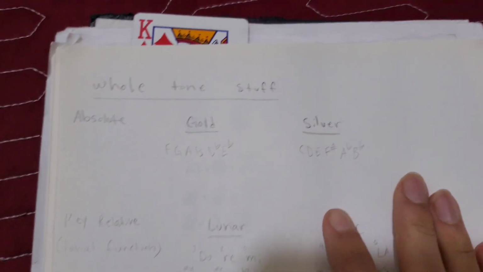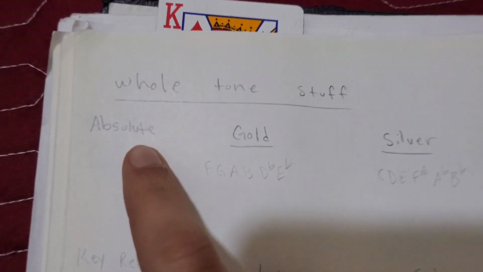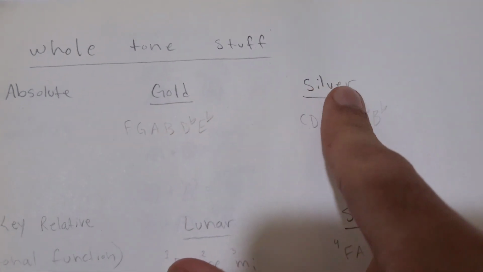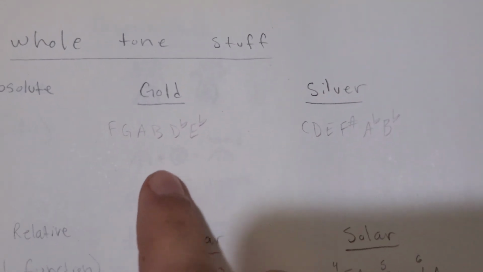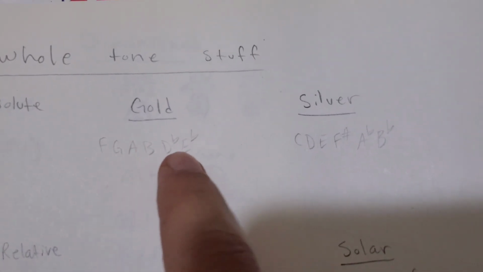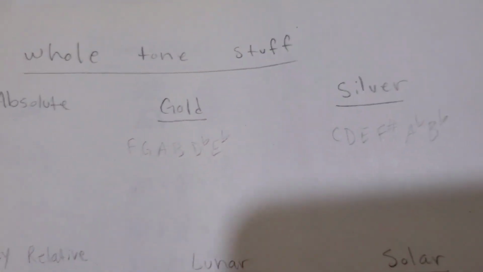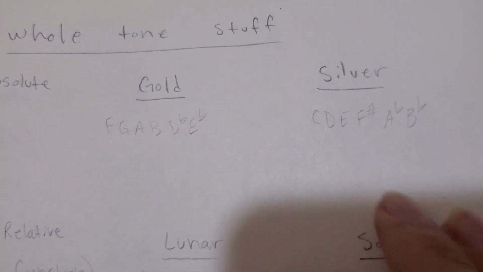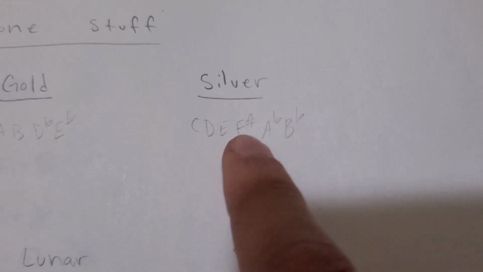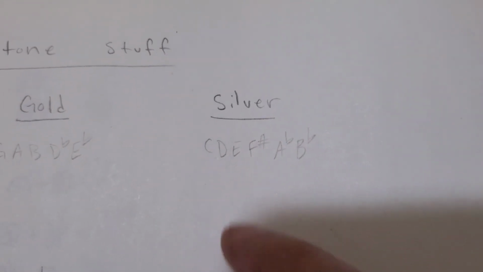The terms for these, the absolute terms, pitch specific, are gold and silver. Pretty self-explanatory. The whole tone that contains these pitches is just what I call the gold whole tone, or the gold scale. And this is the silver group of notes, the other whole tone.